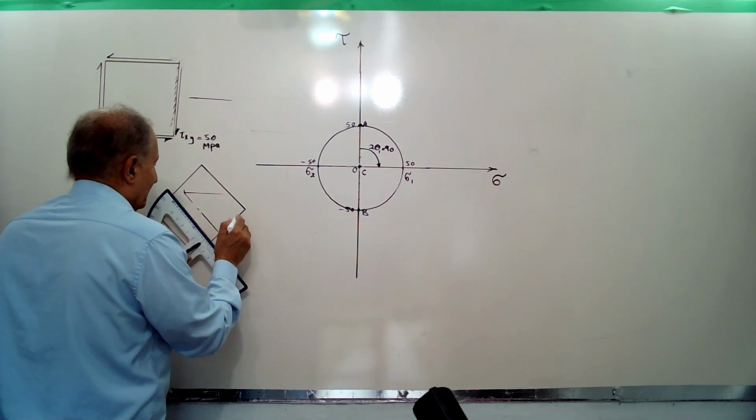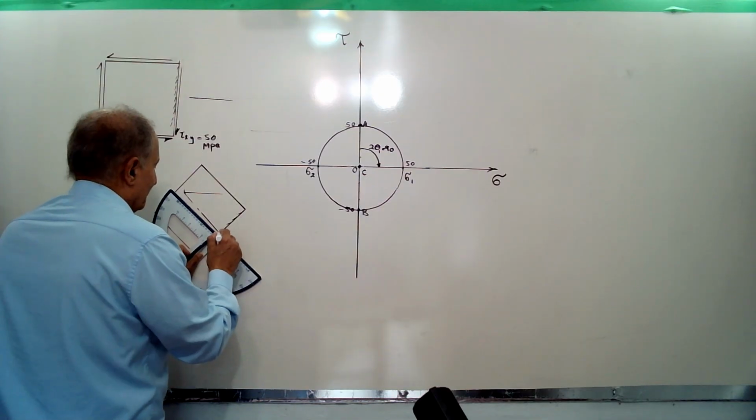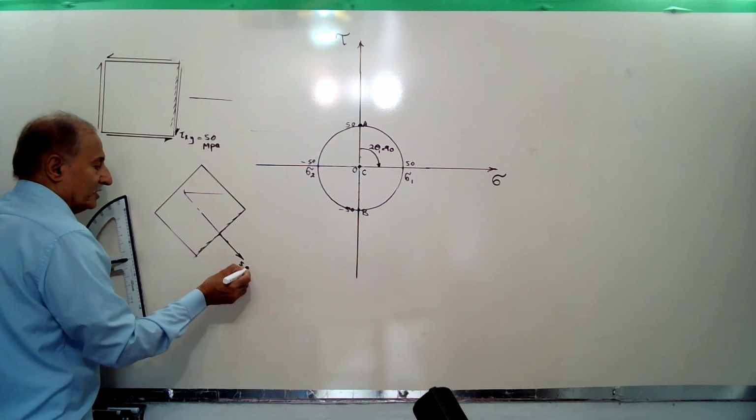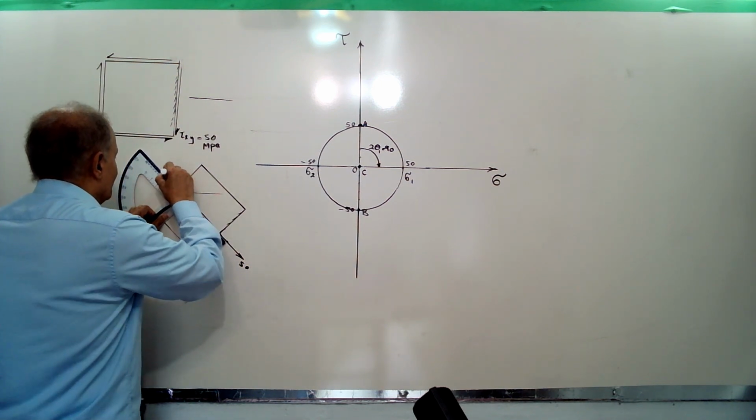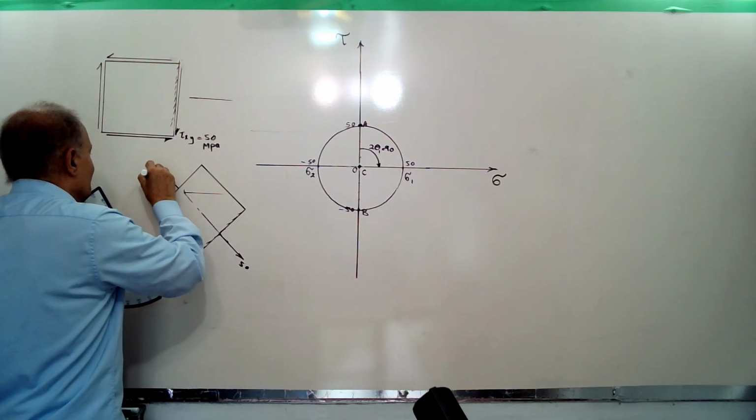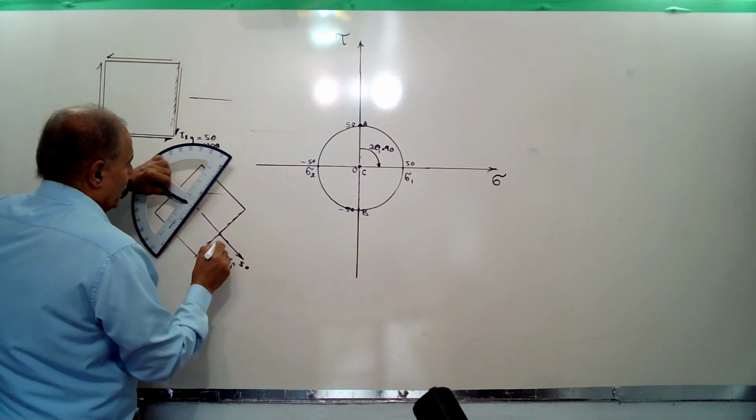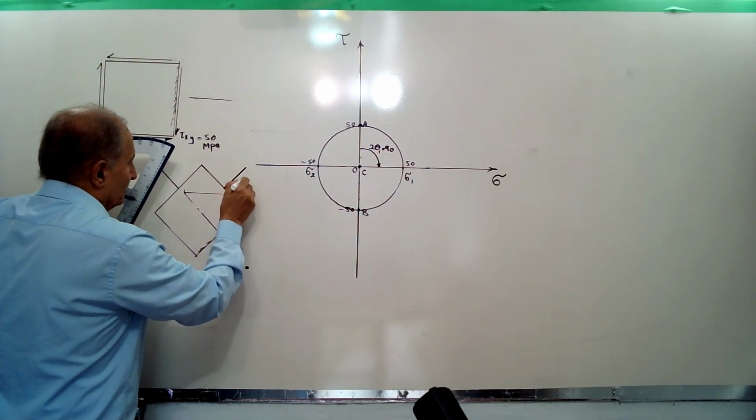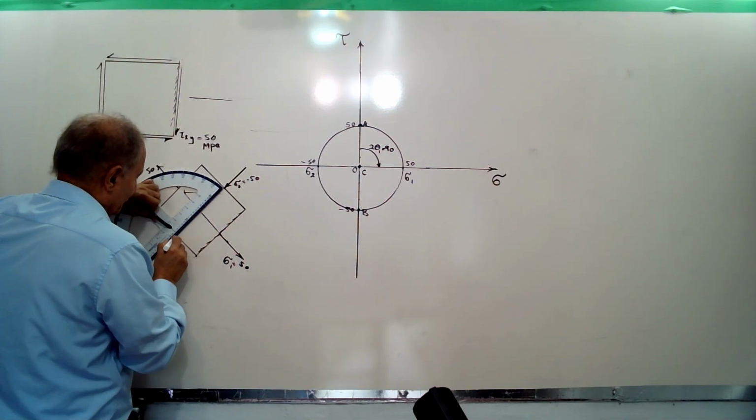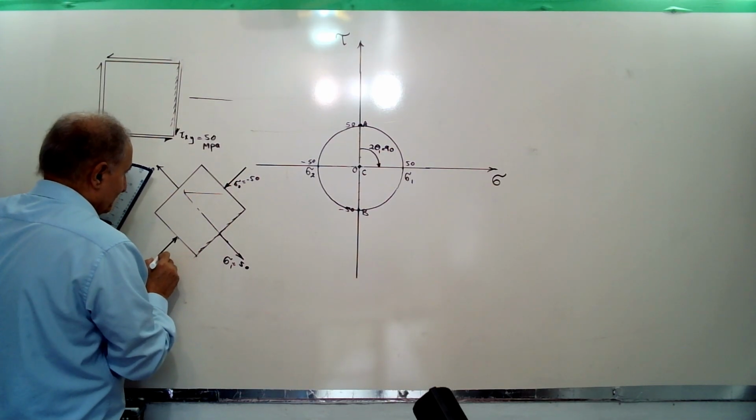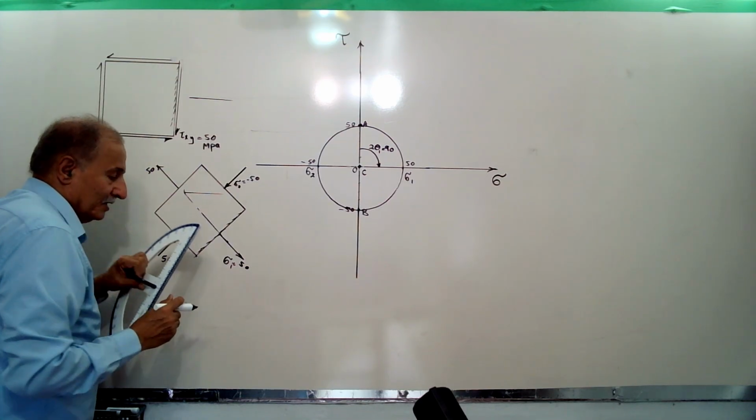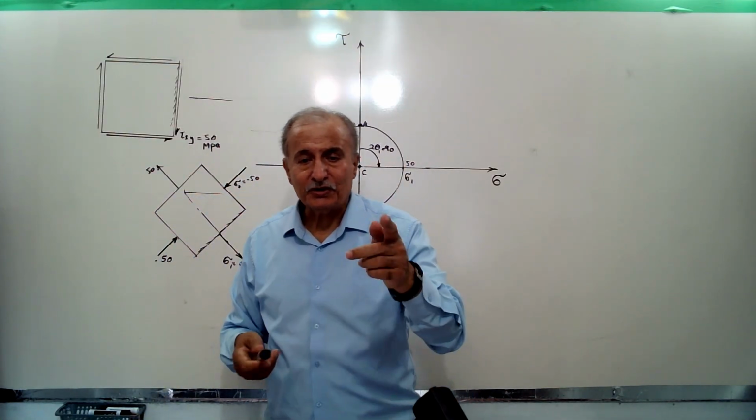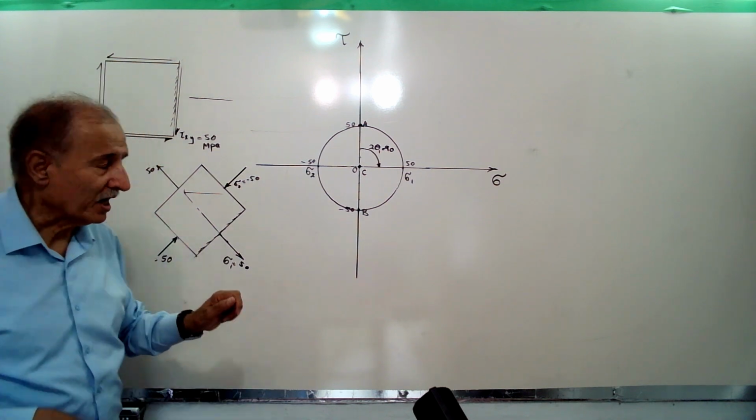And this stress is 50 tensile, sigma 1. And this one is sigma 2, compression, minus 50. Then we produce this pure torsion, pure shear.